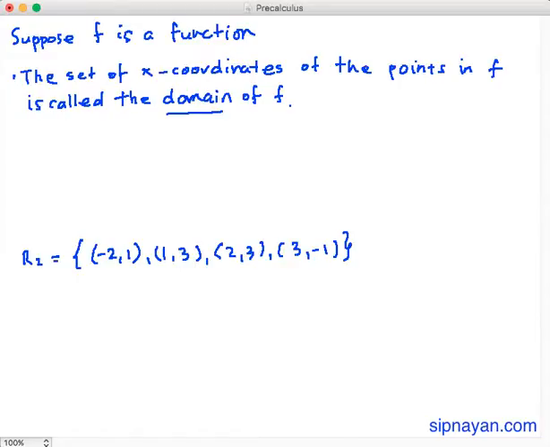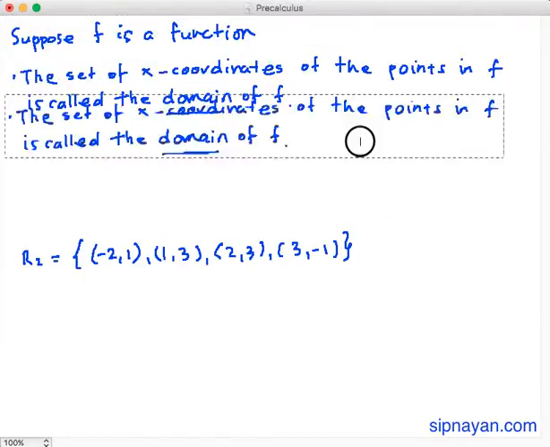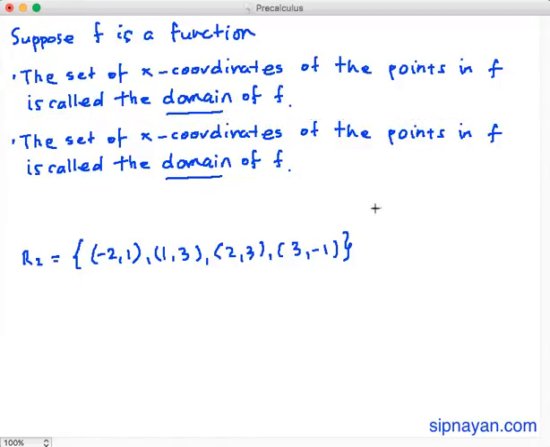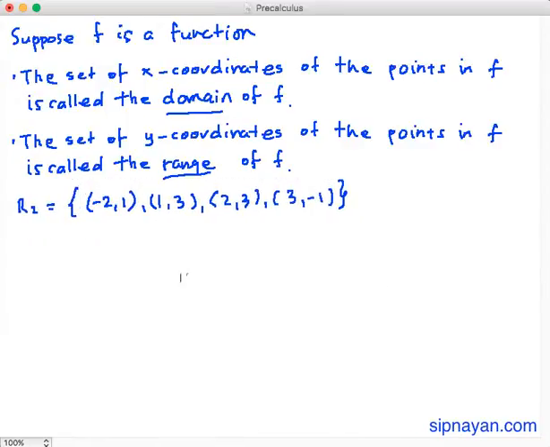What about the set of y-coordinates? I think you already know this. Nakatapos na kayo ng junior high school niyo or natapos nyo na rin yung senior high school niyo, then you'll know this already. Tawag natin sa set of y-coordinates ay range. Range of f. Okay.